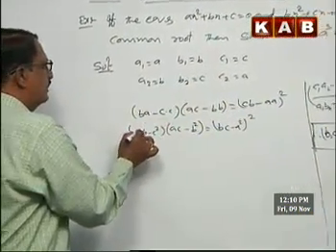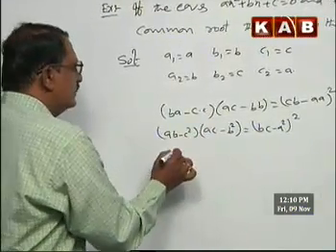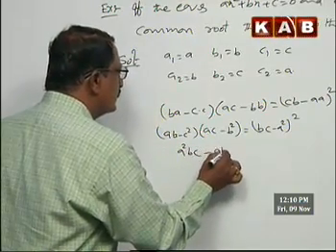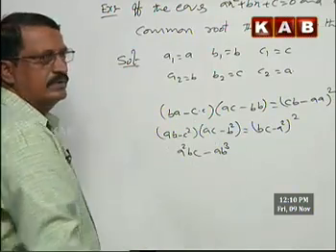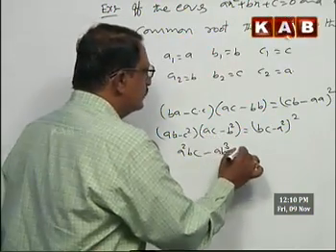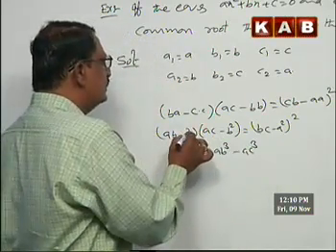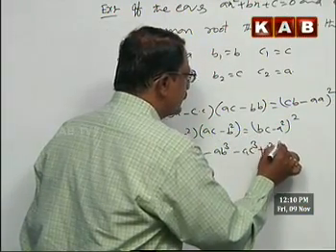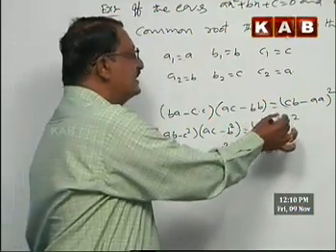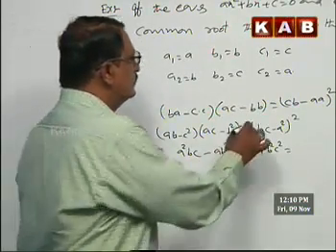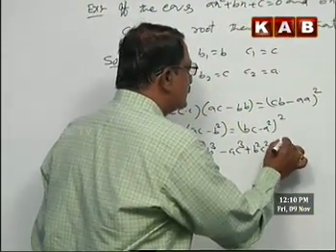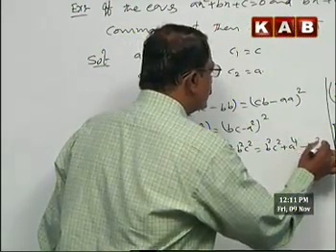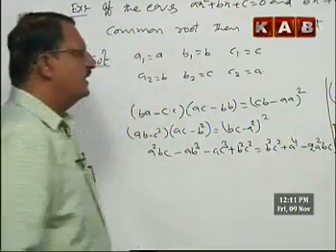Now, expanding completely, we get ab into ac, a square bc, ab into b square minus ab cube, minus c square into ac minus ac cube, c square minus c square into minus b square, plus b square c square, that equals to bc minus a square whole square, that equals to b square c square plus a to the power of 4 minus 2a square bc.